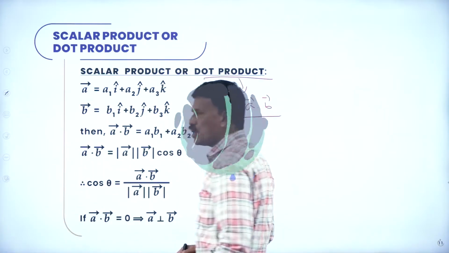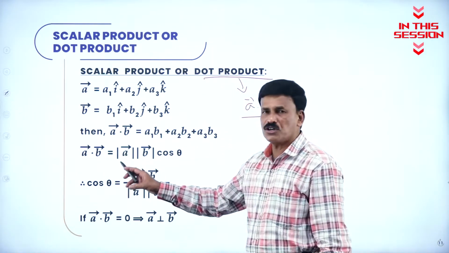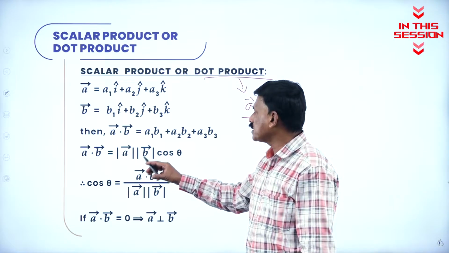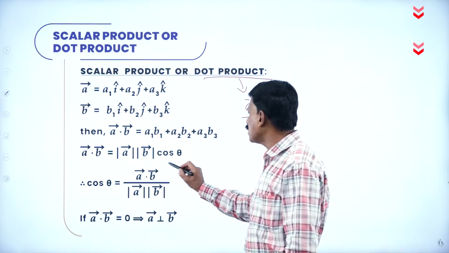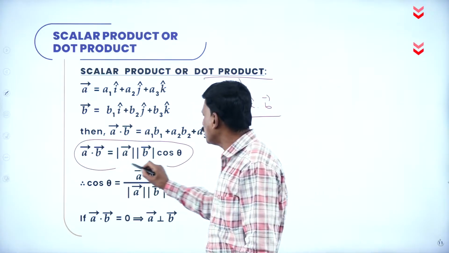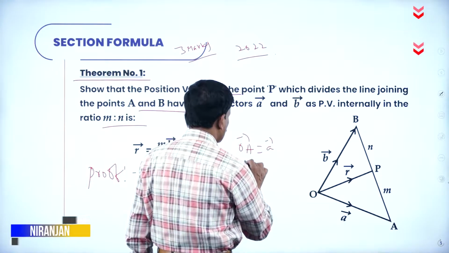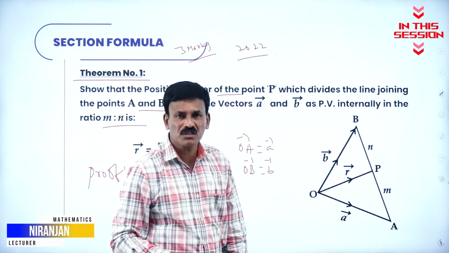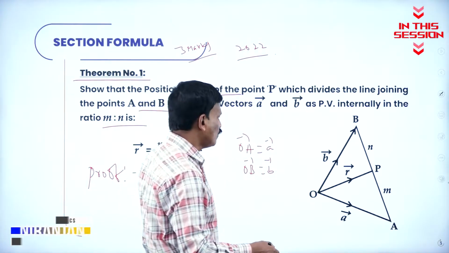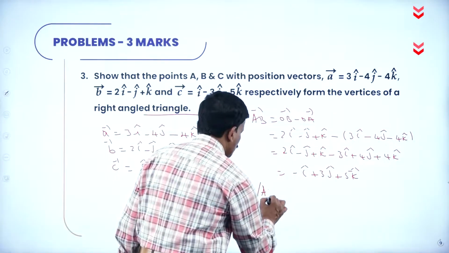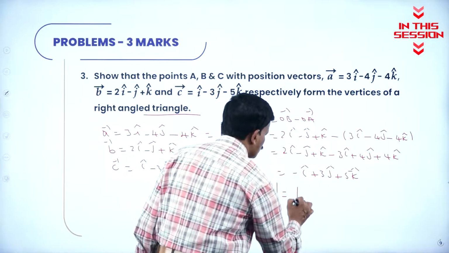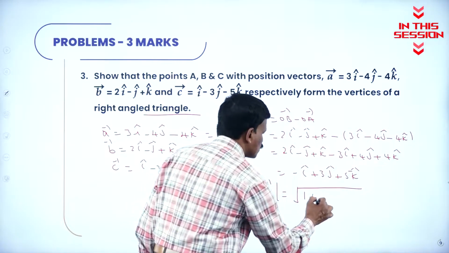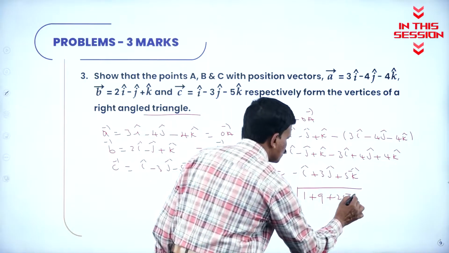So therefore the dot product can also be written as A dot B is equal to length of vector A into length of vector B into cosine of angle theta. This is a very important formula indeed. Vector OB is equal to vector B. Let A and B be any two given points whose position vectors are vector A and vector B. Find out the magnitude. Length of AB is equal to root of minus 1 square is 1 plus 3 square is 9 plus 5 square is 25.